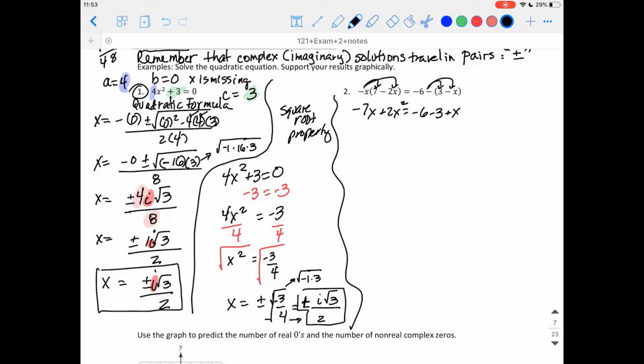But we're going to do it algebraically. So I'm going to set everything equal to 0. First I'm going to combine like terms. Negative 7x plus 2x squared don't combine, so I just copy everything. And negative 6 minus 3 is negative 9 plus an x. So now I'm going to move everything because I want it equal to 0. So to get rid of a minus 9, I'm going to add 9.